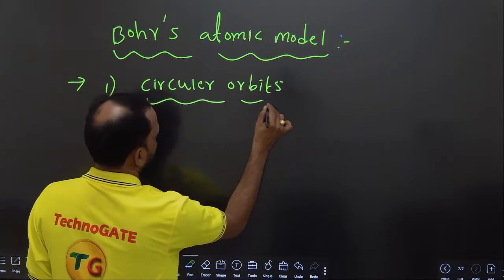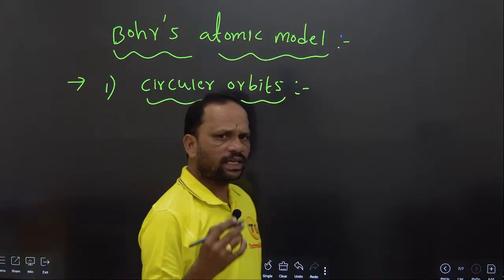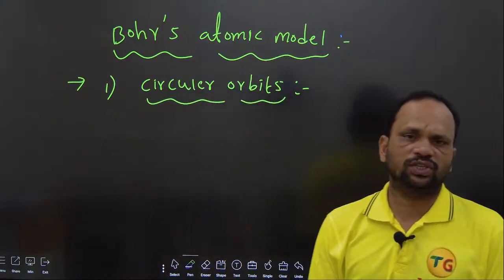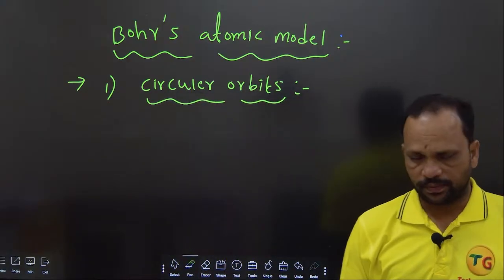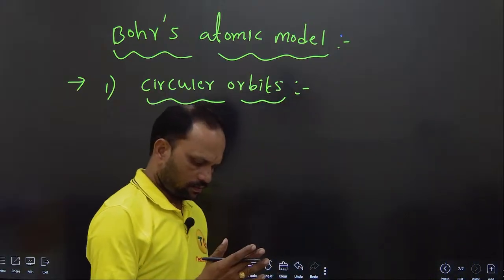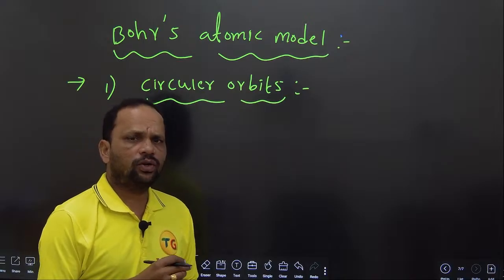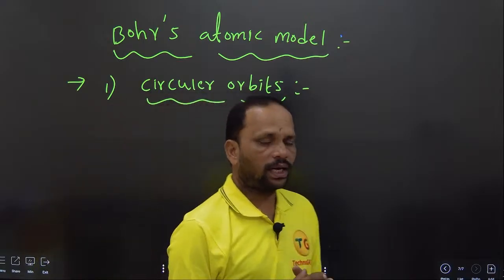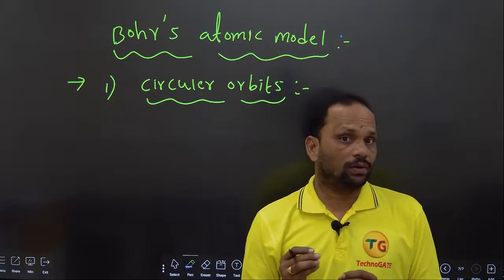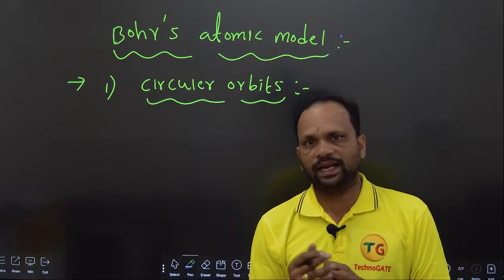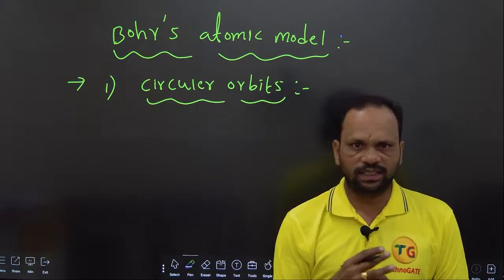Circular orbits. He has given statements, he has given some postulates. As per Rutherford, there is a nucleus, and around the nucleus electrons are rotating, but in which orbit they are rotating, he doesn't explain. He doesn't explain the stability.